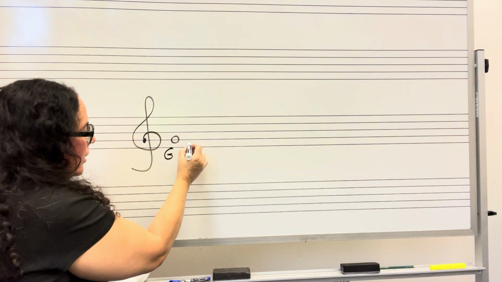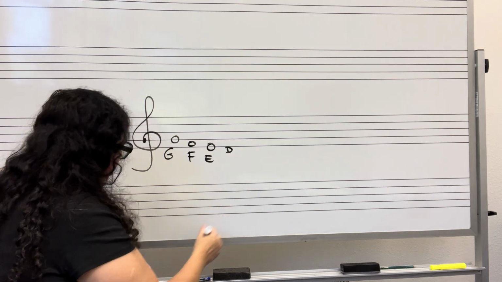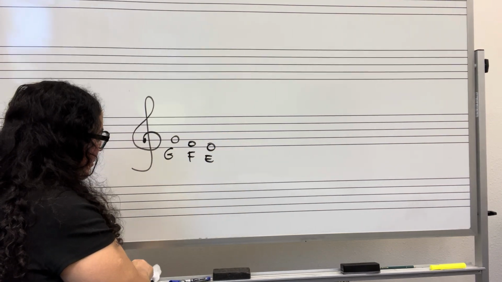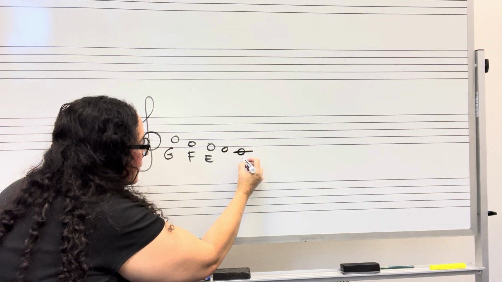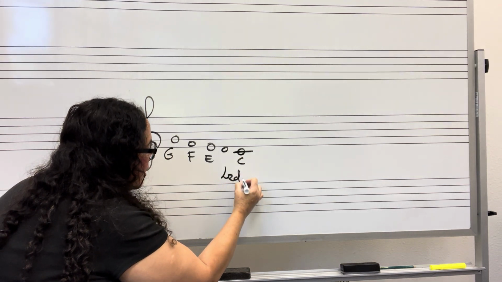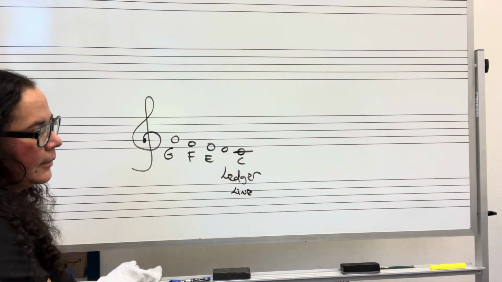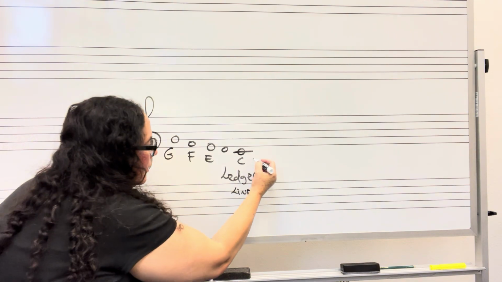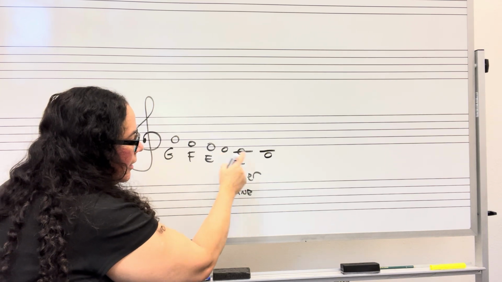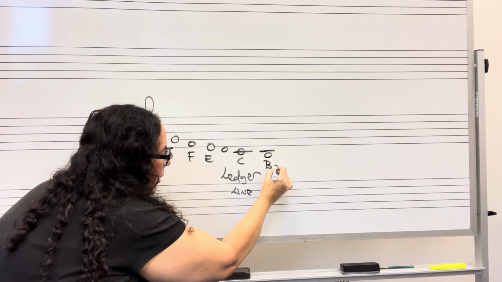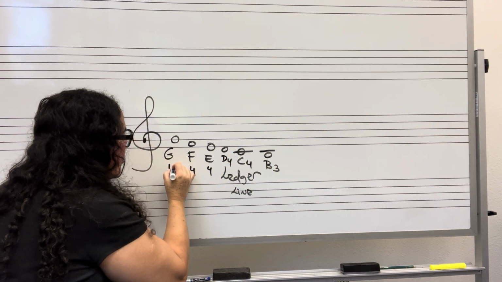We're going descending, so G, F, E is the first line, D is the first space below the musical staff, C is the first ledger line, L-E-D-G-E-R, ledger line. Below the C4 is B, the second space, because the first space is D. That is B3, C4, D4, E4, F4, G4.